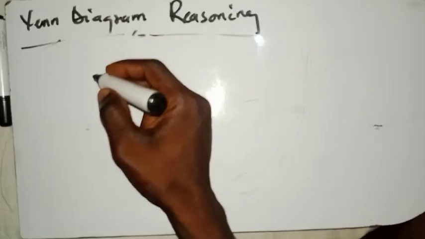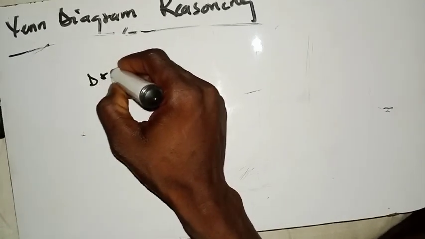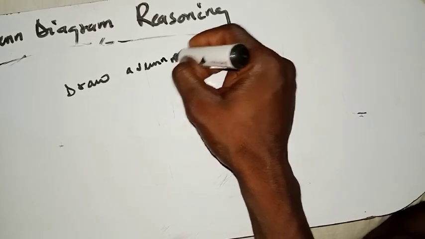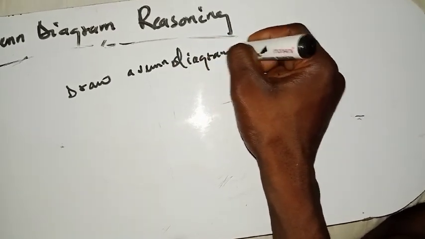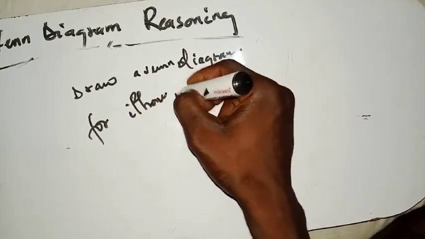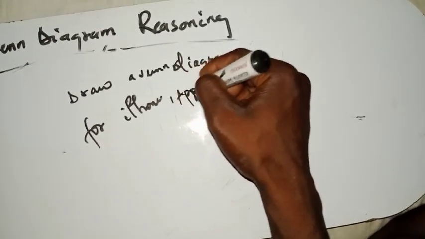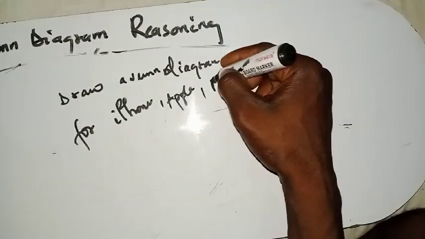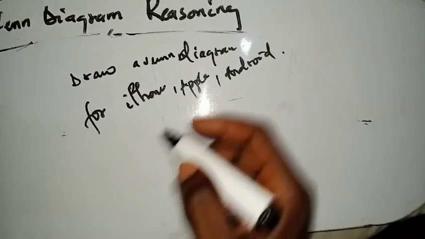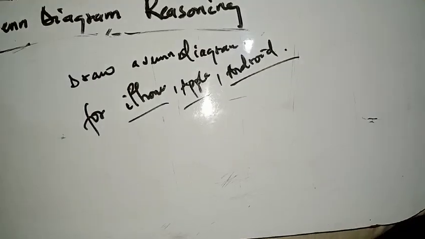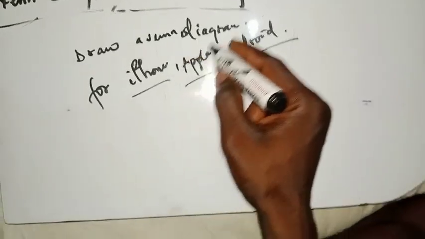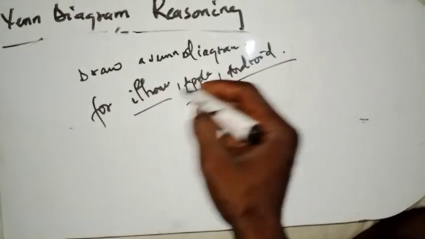If you're already on this channel, you know that you've already used this example. So if you want to draw a Venn diagram for these people: you have an iPhone, we have the Apple company, and then as well you use Android. You want to draw a Venn diagram for these three. Why don't you pause this video a second and try your hands on how best you can represent this information on the Venn diagram.